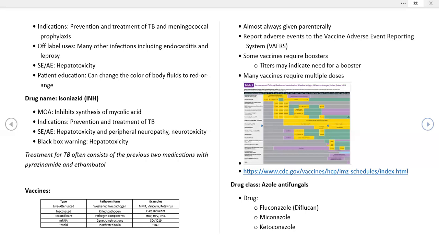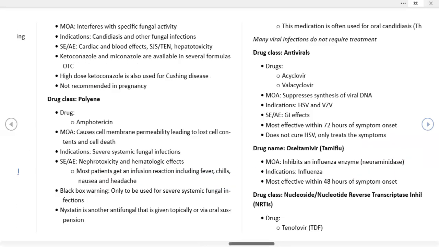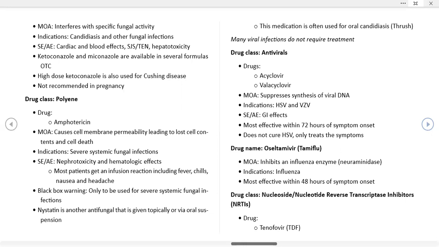Now let's go ahead and move on from bacteria, on from vaccines, and on to fungal medications. We have the azole antifungals as our next group of drugs, and these include fluconazole, miconazole, ketoconazole, and these medications work by interfering with specific fungal activities. You wouldn't have to know it more than that at the RN level. And these are used for candidiasis, which is a fungal infection, as well as some other fungal infections.